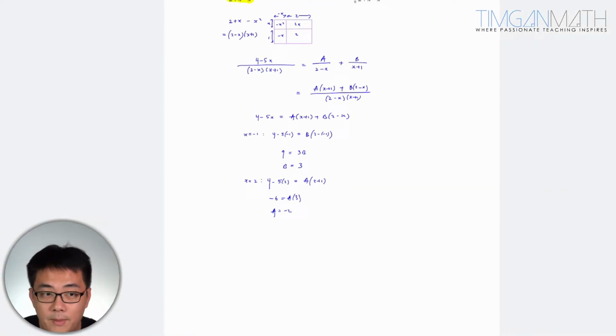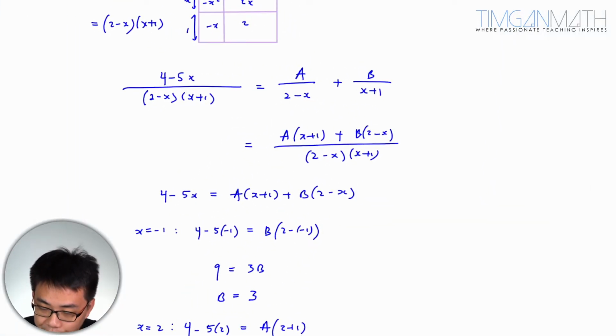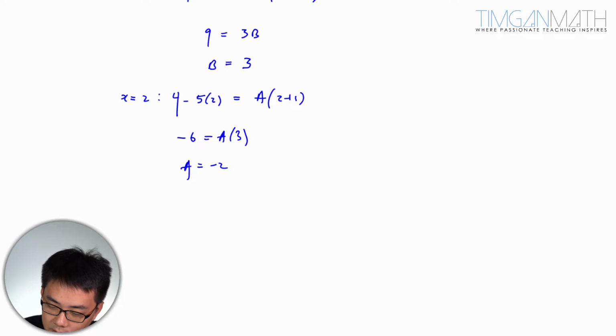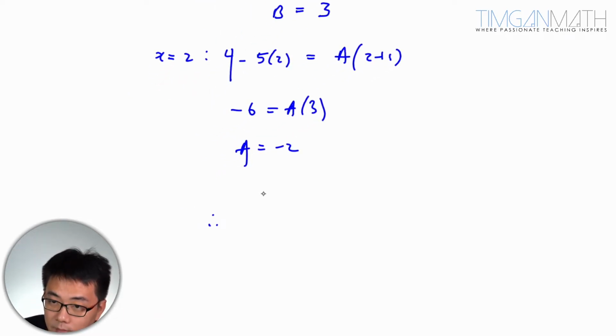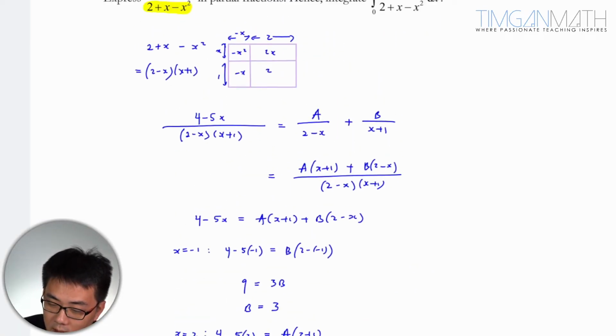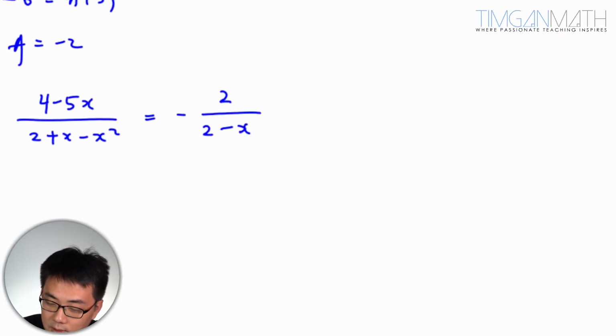Alright, so partial fraction should be quite straightforward in the sense that we will get the partial fraction here. Hence, 4 minus 5x over 2 plus x minus x squared will just be -2 over 2 minus x. Just follow the a and the b that you've written, plus 3 over x plus 1. Okay, that's it.